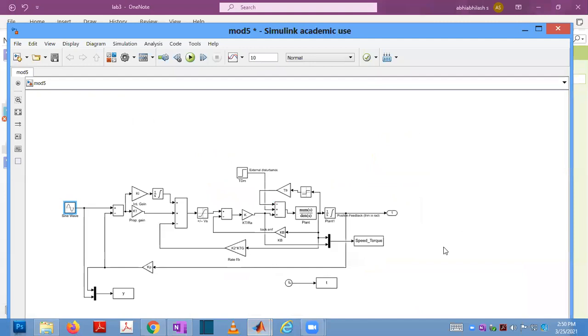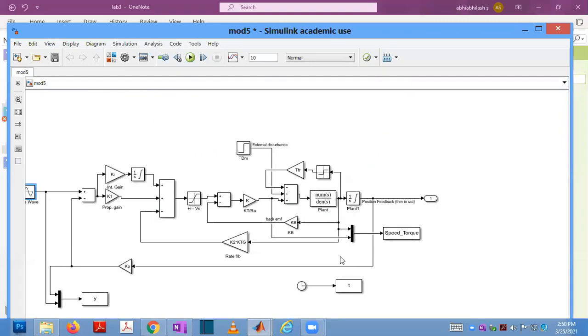this model here. Here you will get the position, and the derivative of position is here, coming the speed. So speed is coming here, that is omega, and torque is coming, that controller gains are added, and that is multiplied by kt by ra, which will give you the torque.